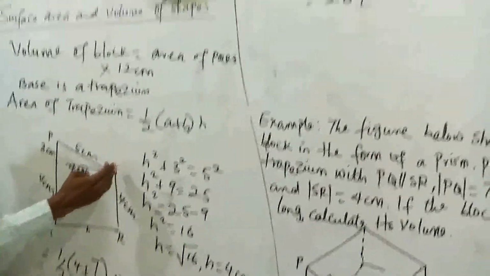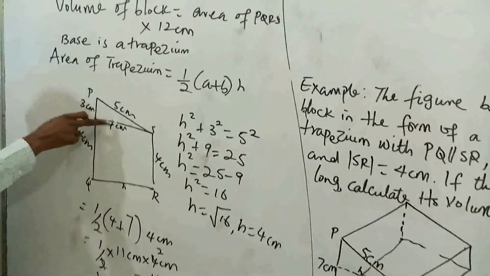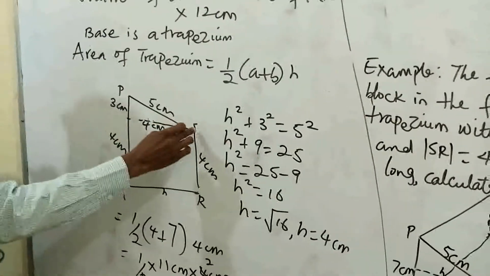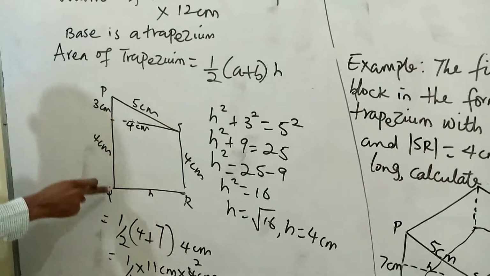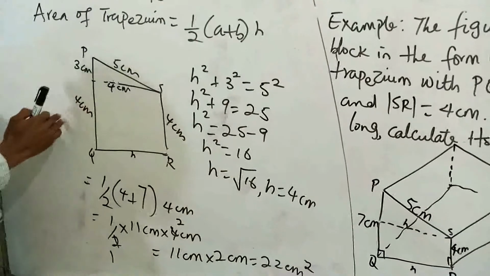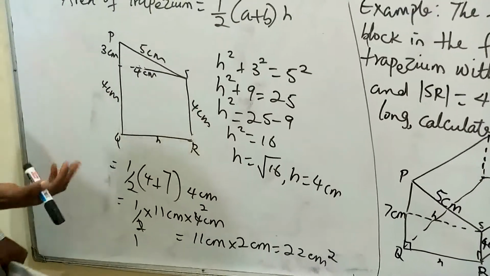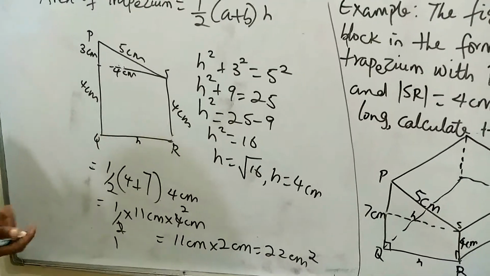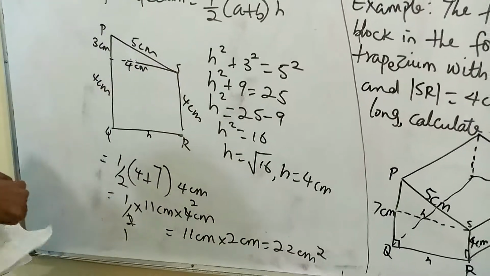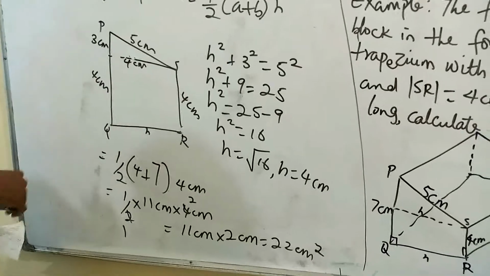Since we have our SR to be 4 cm, we demarcate, we separate this shell into 2. From this point down is 4 cm, because one property of a rectangle is that the opposite sides are equal. For a square, all the sides are equal. For a rectangle, the opposite sides are equal. So we have 4 cm, 4 cm.